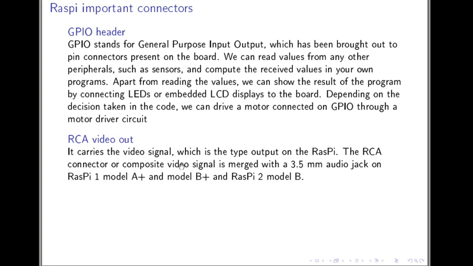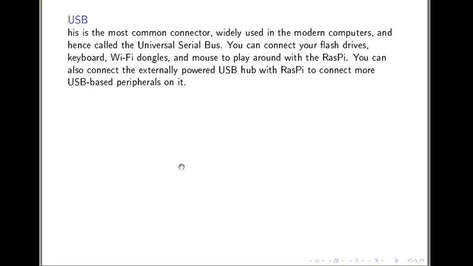RCA video output. RCA video output carries a video signal, which is the composite video signal on the Raspberry Pi RCA connector. It is merged with the 3.5 audio jack on the Raspberry Pi. So this is important.